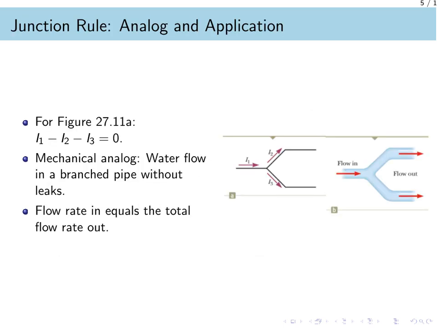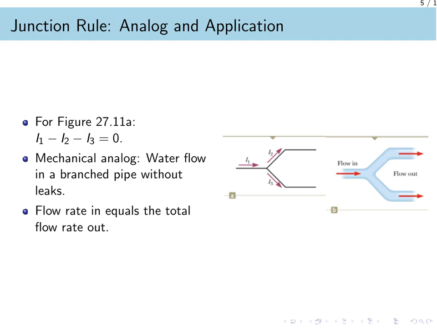To better understand the junction rule, we can look at a mechanical analog, water flowing through a branched pipe. In the illustration, water flows in from the left and splits into two paths. Just as water does not leak out of the pipe, the flow rate in must equal the total flow rate out.